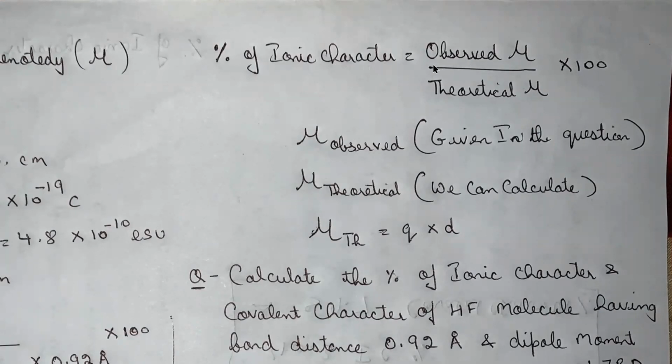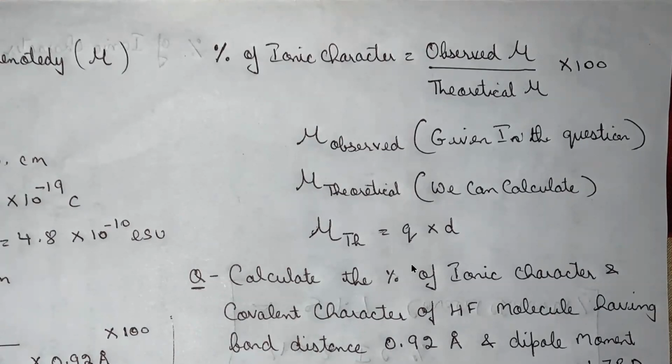We use the formula: observed dipole moment divided by theoretical dipole moment, into 100. The 100 is to calculate the value in percentage. We know that mu observed is always given in the question. Mu theoretical we have to calculate, using the formula: magnitude of charge multiplied by distance of separation.